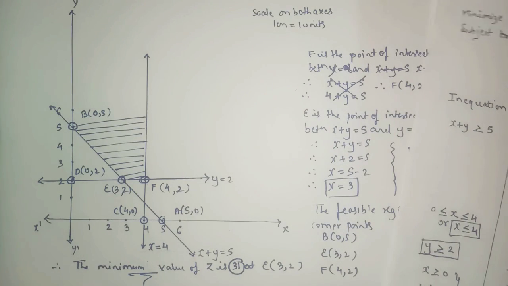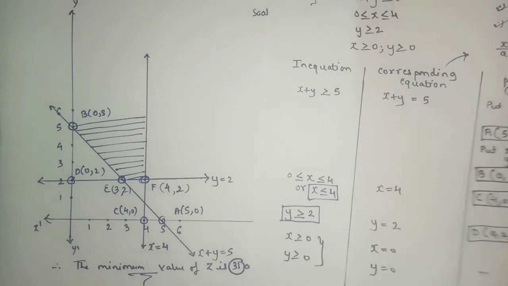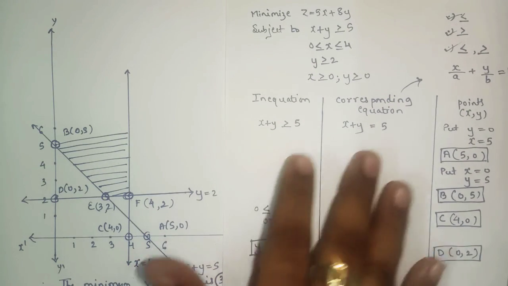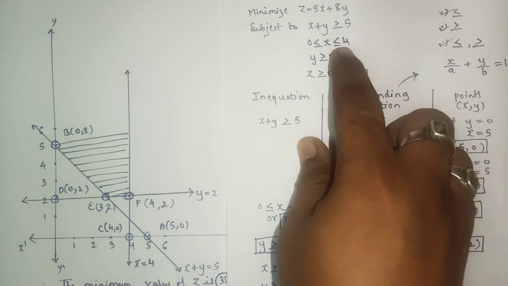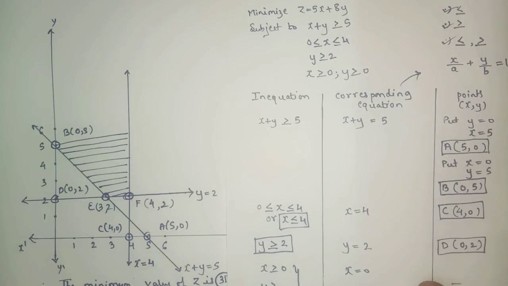So let's move on to the next sum, the second sum, where you will have more than two linear inequations and the connection will be both less than as well as greater than.